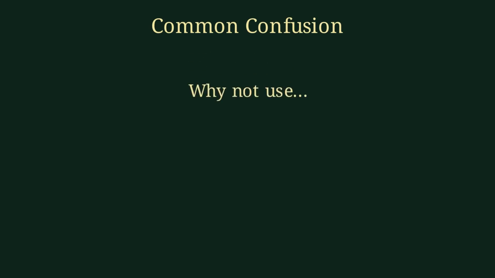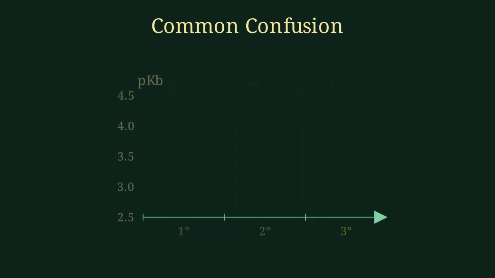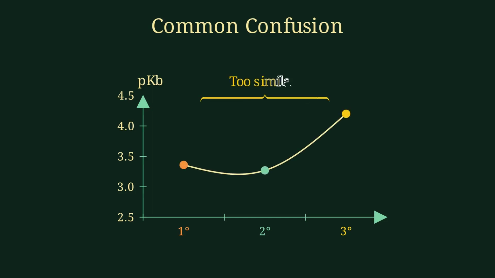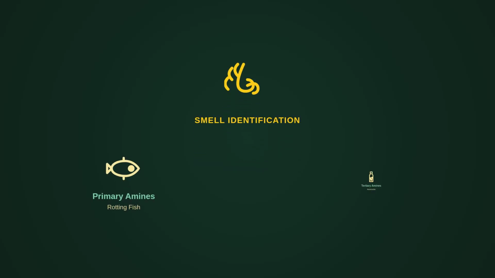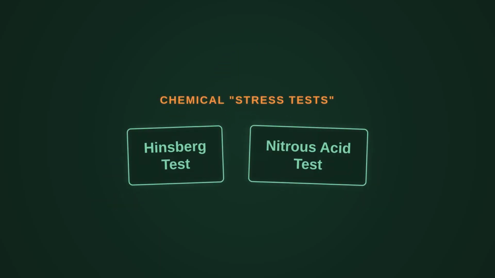Students often ask, why can't I just use the smell or the pH? It's true that amines are basic. They all turn red litmus paper blue. But their basicity is often too similar to distinguish them in a simple lab setting. And while their smells do vary, primary amines often smell like rotting fish, while tertiary amines can smell slightly more like ammonia. Relying on your nose in a chemistry lab is never a definitive manual for identification. We need these chemical stress tests to force the molecules to reveal their true structures.